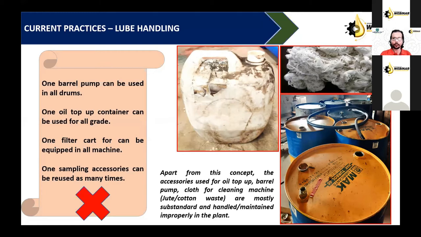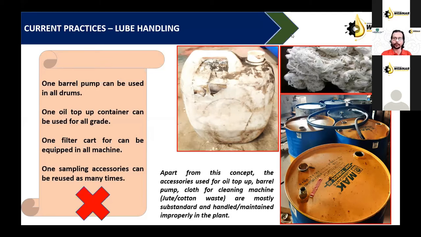Some standard practices we must adopt in our plant. First, do not use jute having a bunch of threads, as they are susceptible to entering fine clearances of bearings and reciprocating components. In the later stage, if they accumulate at some critical zone, the equipment may break down. Then our barrel pumps.